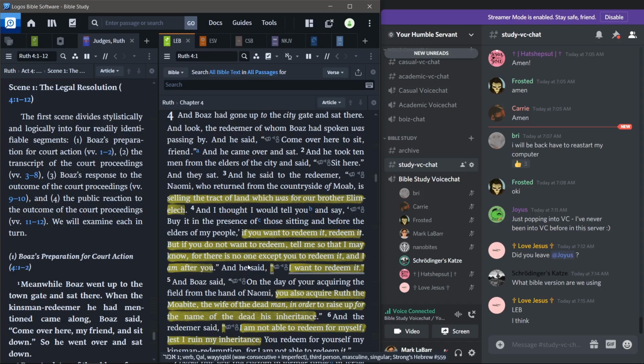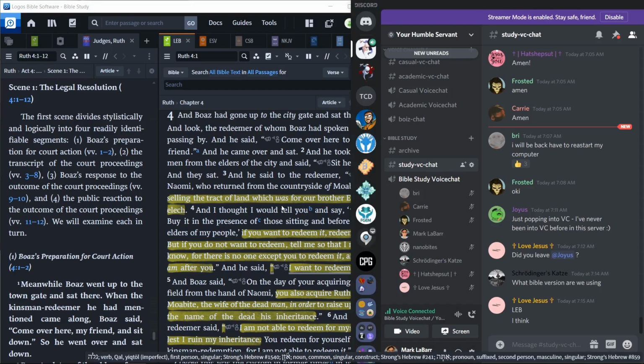the tract of land which was for our brother... how do I say his name? Just Elimelech? Elimelech.